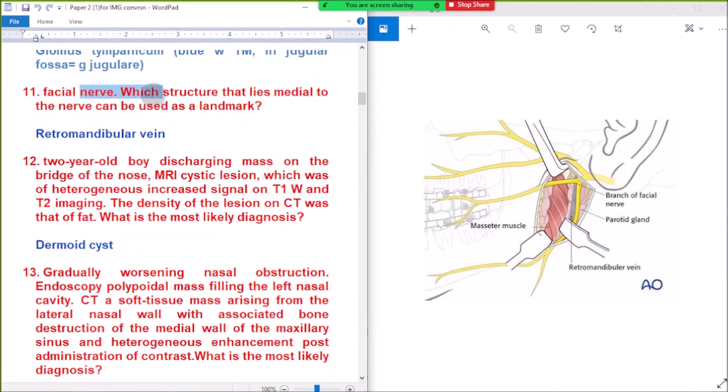Question number 11. Facial nerve. Which structure lies medial to the nerve and can be used as a landmark? Retromandibular vein. Okay? This is the facial nerve, and this is the retromandibular vein. So it is used as a landmark when doing surgeries of the parotid gland.